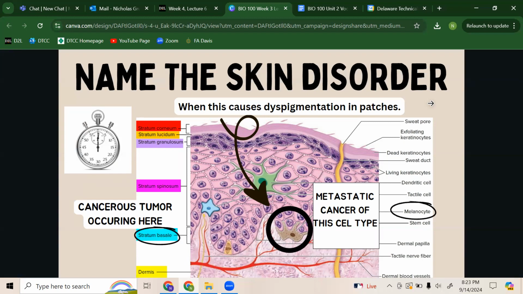Malignant means cancerous. Benign means safe or non-cancerous. So the suffix oma is for a tumor, so it'd be a melanoma.